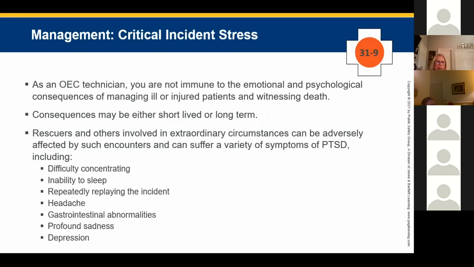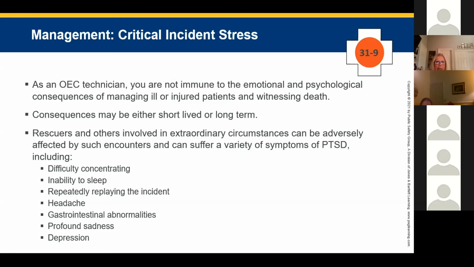And check: you are not immune to emotional and physiological consequences of managing ill patients. And that's right. Remember that just because you deal with it every day doesn't make you a super person. There's going to be days when you won't be able to deal with it. There's going to be a day that you're going to take it home, that something happened that you saw. If it affects you, talk to someone.